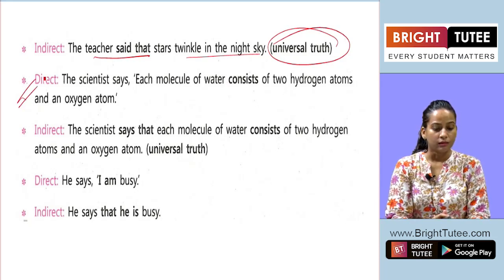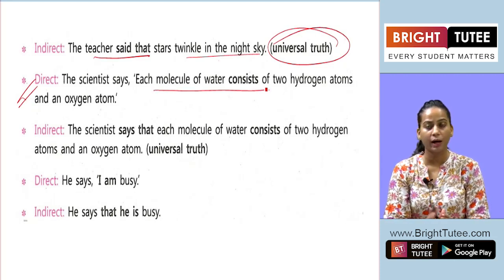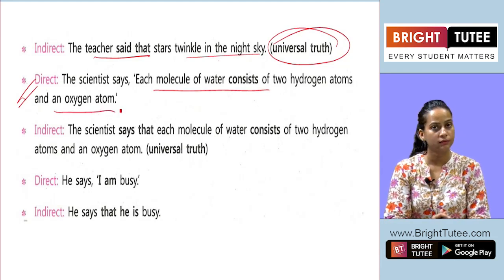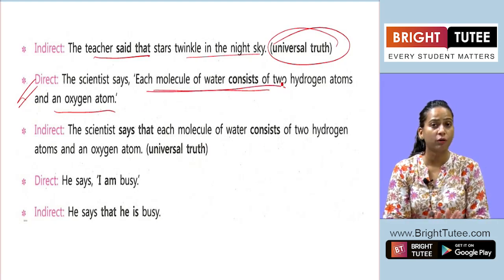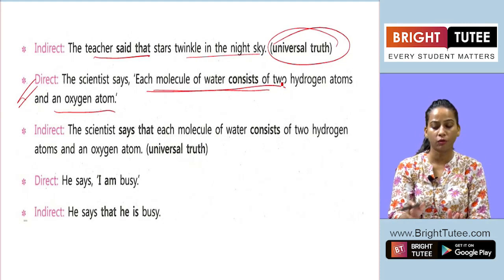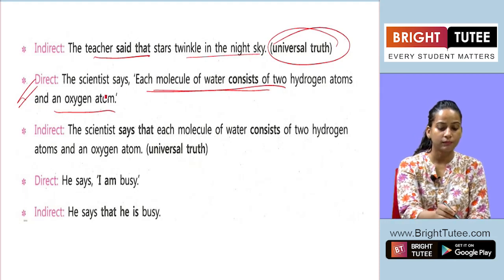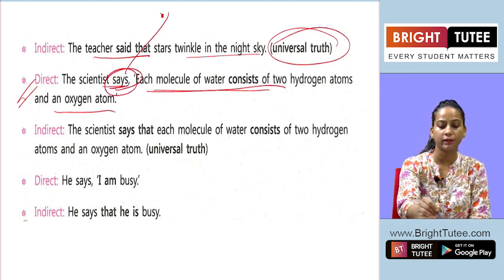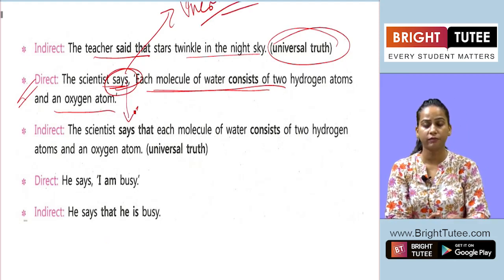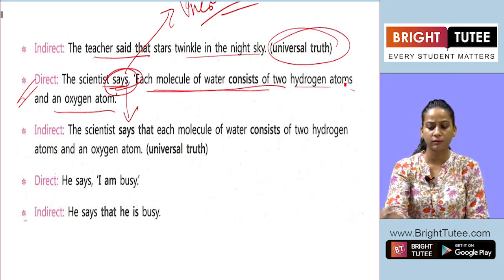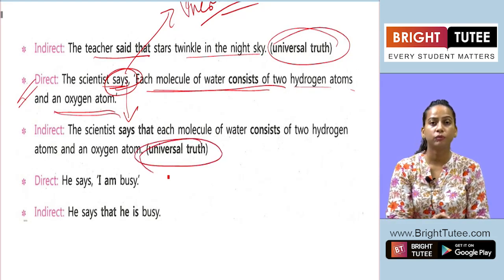Another one, the scientist says each molecule of water consists of 2 hydrogen atoms and an oxygen atom. So here also, that is a universal truth which cannot be changed. Each molecule of water consists of 2 hydrogen atoms and an oxygen atom. And this reported verb is in present tense, so we are going to use it as it is. The scientist says that each molecule, as it is, the whole sentence will remain the same. The reason: universal truth.